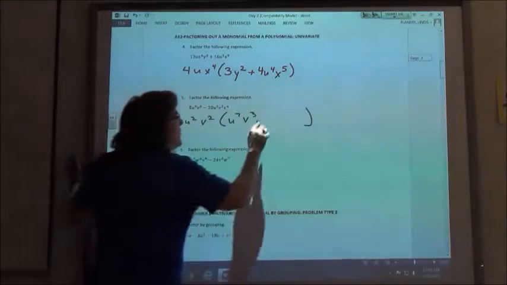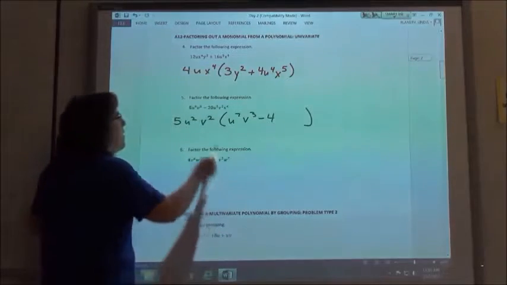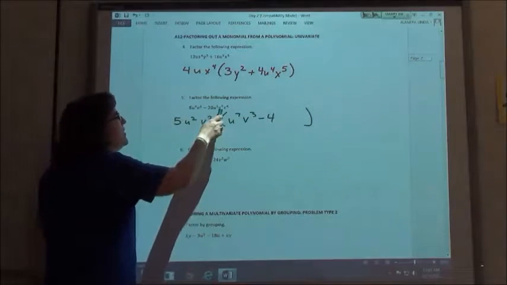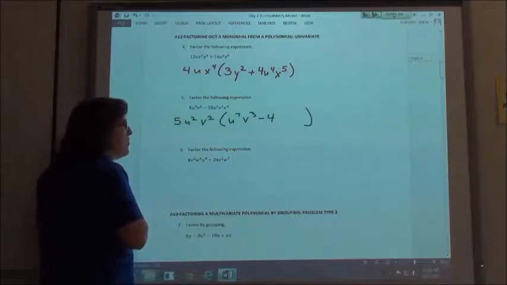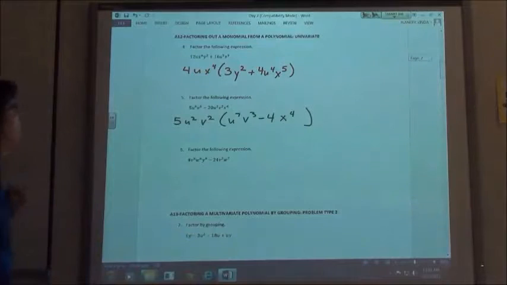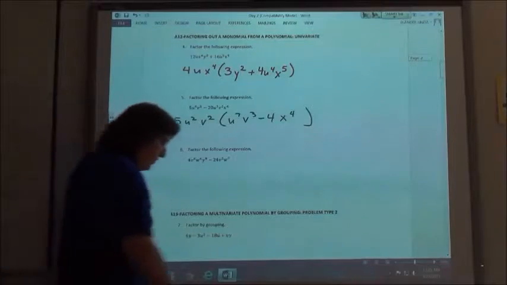Negative 20 divided by 5 would be minus 4. U squared divided by u squared would be 0 of them. V squared divided by v squared, 0 of those. But I still have that x to the 4th. So I have 5u squared v squared times u to the 7th, v to the 3rd, minus 4x to the 4th.